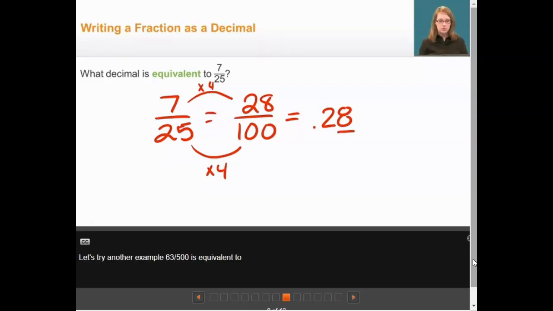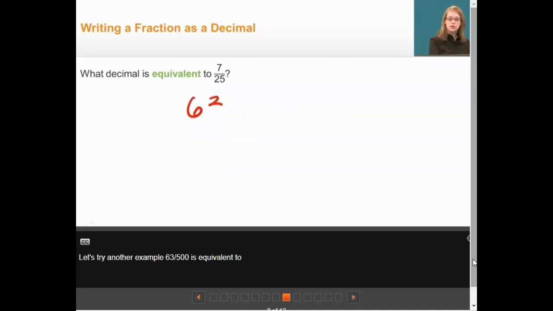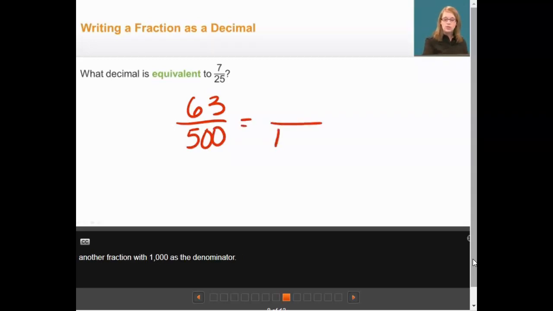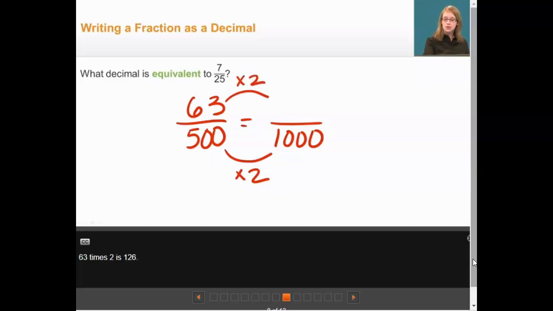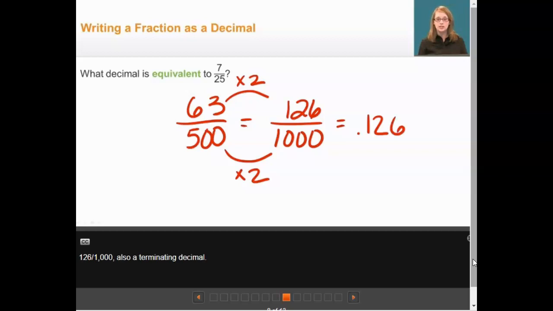Let's try another example. 63 over 500 is equivalent to another fraction with 1,000 as the denominator. 1,000 is another power of 10. 500 times 2 gets us to 1,000. 63 times 2 is 126. 126 thousandths is written as 0.126. 126 thousandths, also a terminating decimal.